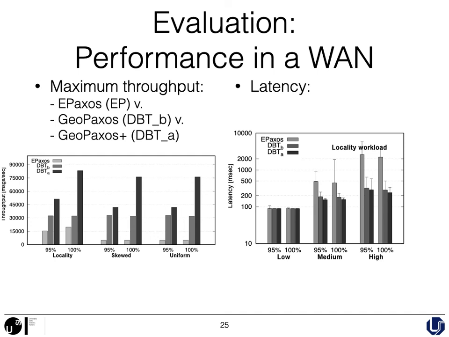On the right side, we also have results for the latency. The darker bar represents again GeoPaxos Plus, and we can see that we have the lower results for GeoPaxos Plus in every situation, with low, medium, and high contention in a locality workload.